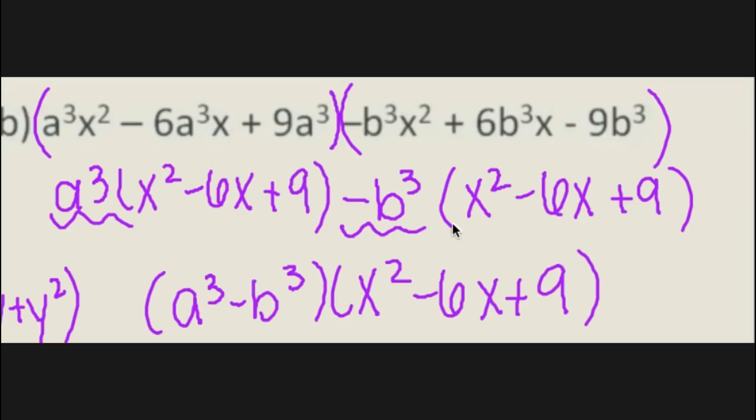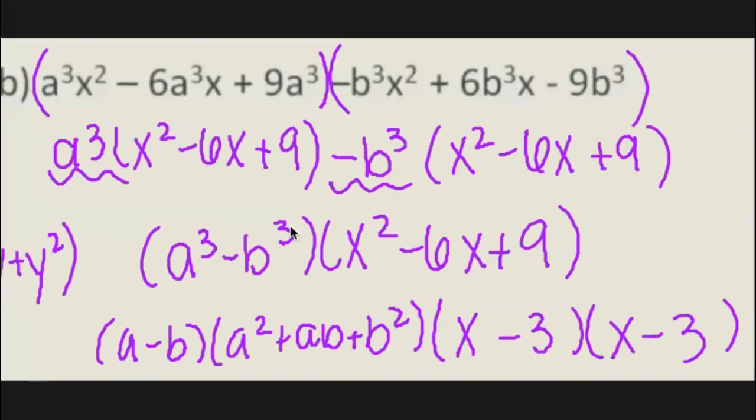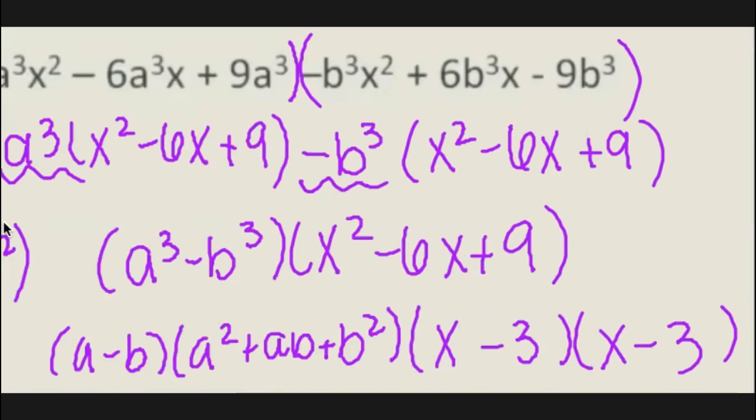X squared is a perfect square. 9 is a perfect square. X times 3 times 2 is 6. So this is a perfect square trinomial. This is a difference of cubes. So we're going to apply both of our formulas. So again, difference of cubes, perfect square trinomial.